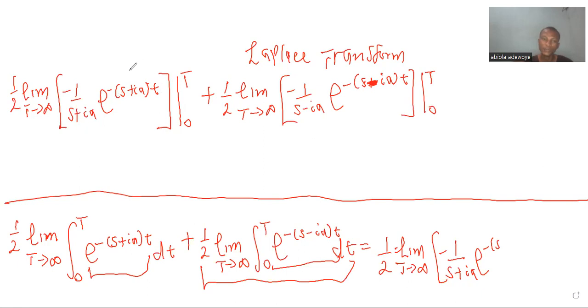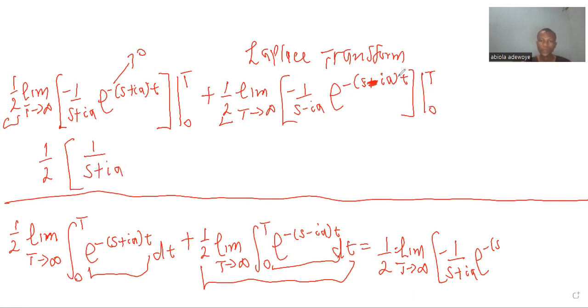Now, when you test this one, if you subtract the upper minus the lower, so if you are substituting infinity here for the upper limit, this will tend to 0. And minus the lower will give us 0. Is that okay? And the minus at the back of this will make this one positive. So it means I'm going to have 1 over 2. 1 over 2 is here, and 1 over 2 is here. So that is common. So we factor it out. So I'm going to have 1 over s plus ia.